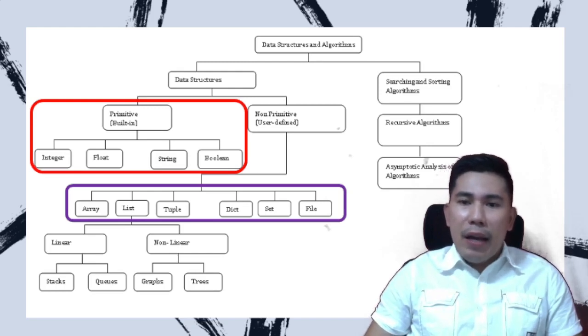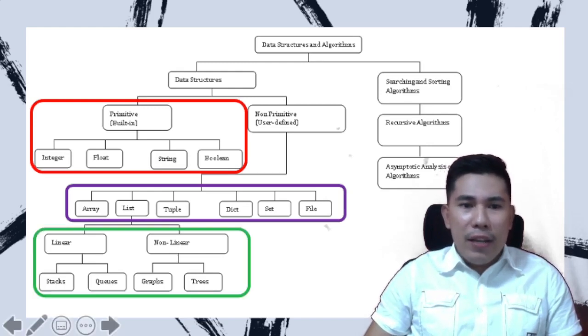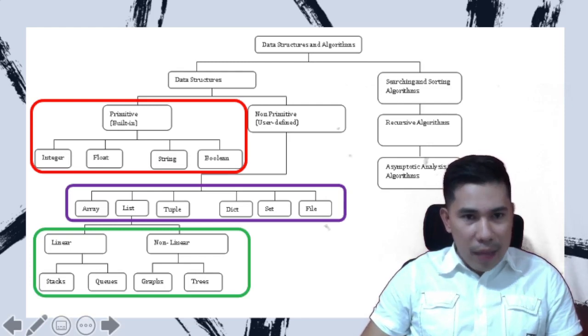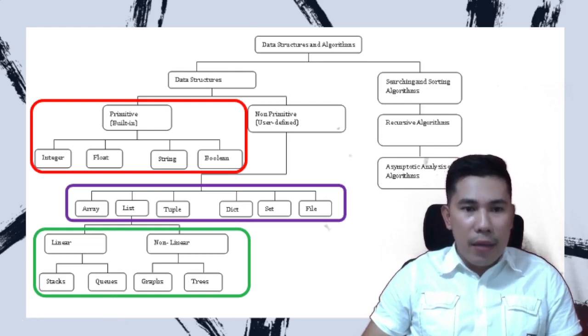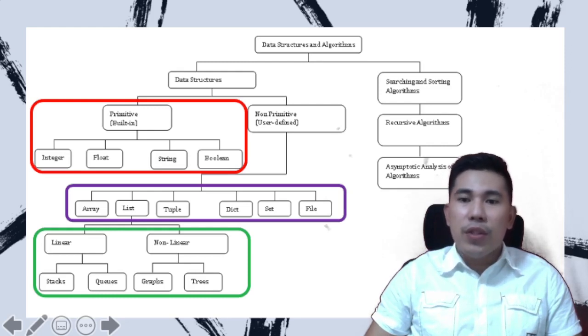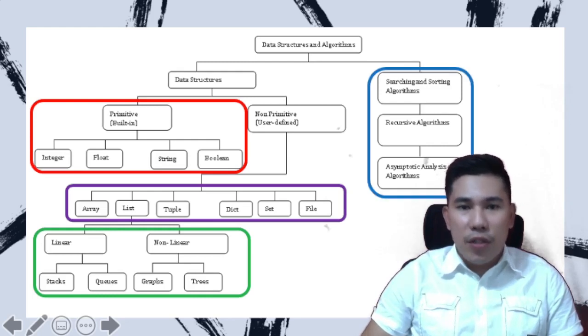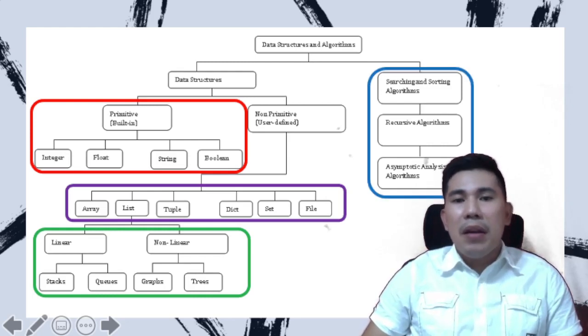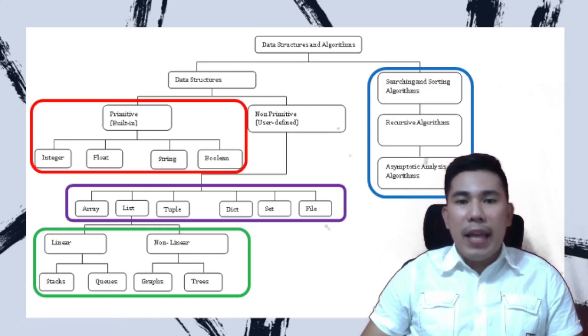And then the linear and nonlinear data structures will also be discussed, which include stacks and queues, and graphs and trees respectively. This course is also going to introduce different algorithm techniques such as searching and sorting algorithms, recursive algorithms, and asymptotic analysis of algorithms.